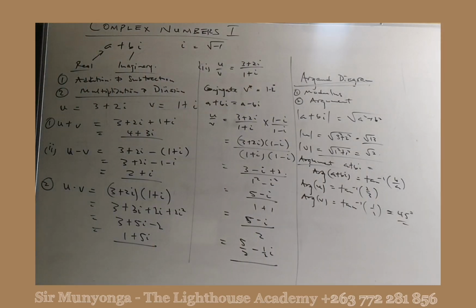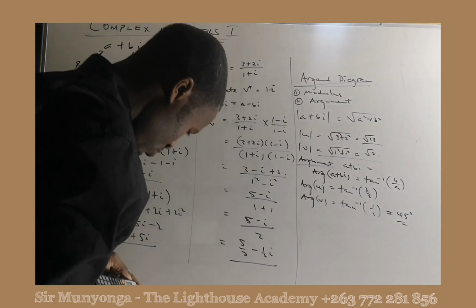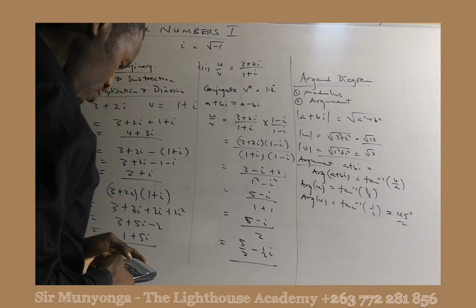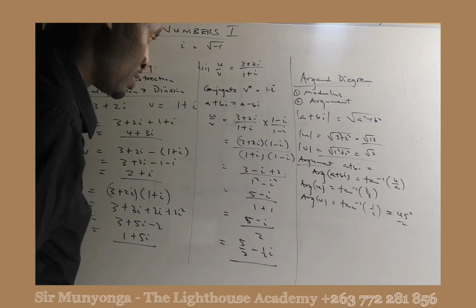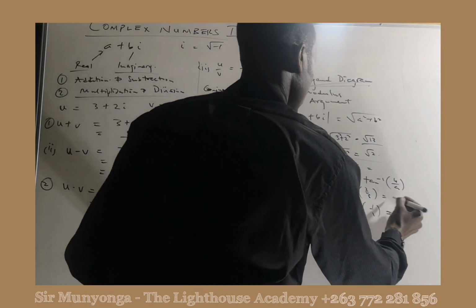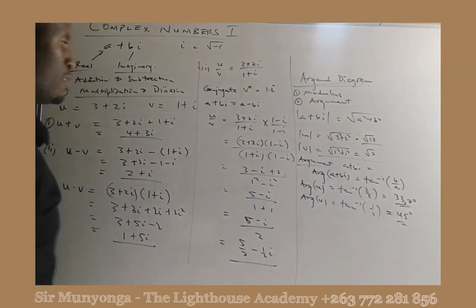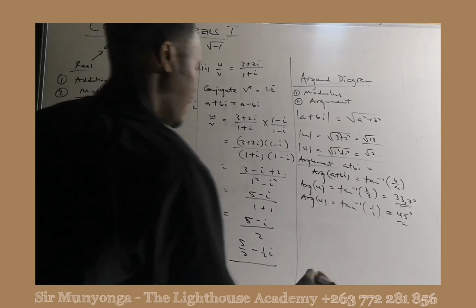And for the argument of u, let's make use of the calculator. Argument of u will be arctan 2 over 3. Arctan 2 over 3 will be 33.7 degrees. So representing now the complex numbers on an Argand diagram.